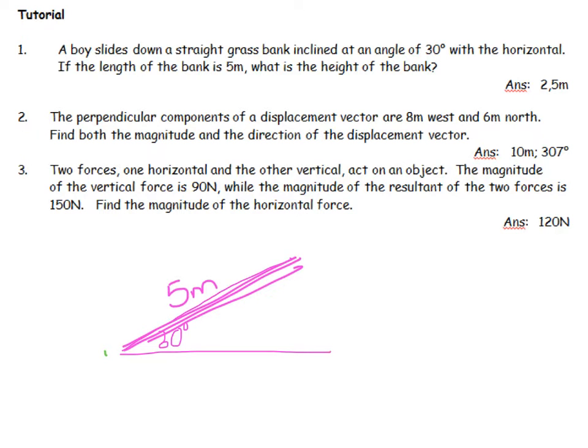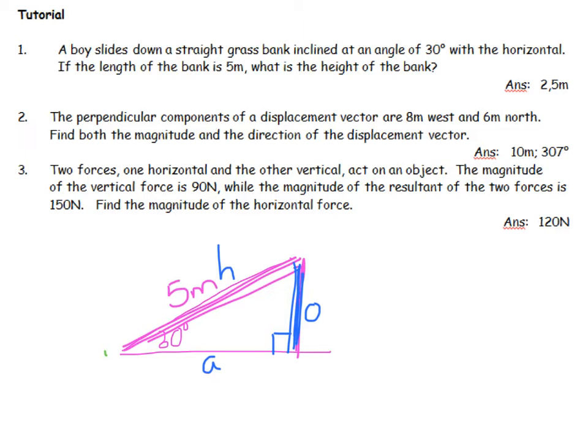What is the height of the bank? So the line that I'm interested in is how high is this bank over here. So if I label this triangle, I've got a 90 degree here, which means that this is opposite, adjacent, hypotenuse. And I'm able then to say I'm interested in the opposite, and I know the hypotenuse.